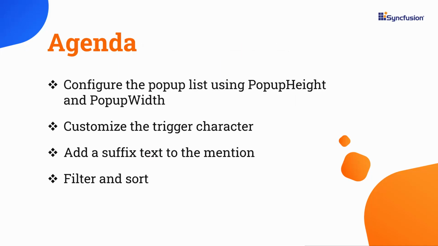In this video, I will show you how to add the Syncfusion Blazor Mention Component to a Blazor WebAssembly application, and customize it by setting the custom height and width for the pop-up. You will also see how to customize the mention trigger character, add a suffix to the mention, change the filter type, and sort the items.